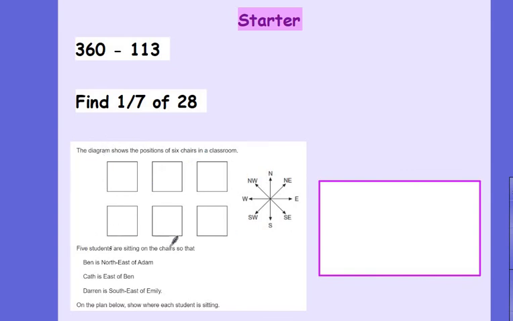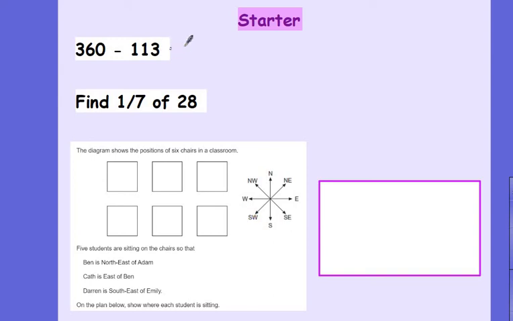I've told you there's 5 students sitting on these 6 chairs. You need to arrange them so that Ben is always northeast of Adam, Kath is always east of Ben, and Darren is southeast of Emily. I've drawn you a little compass to help you out. Have a little think, pause the video, and in your light blue books, complete these questions now, please.